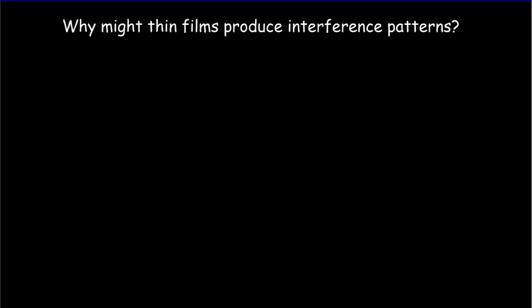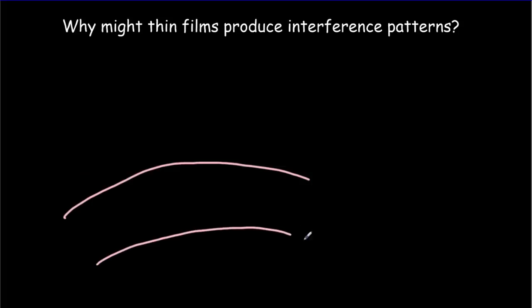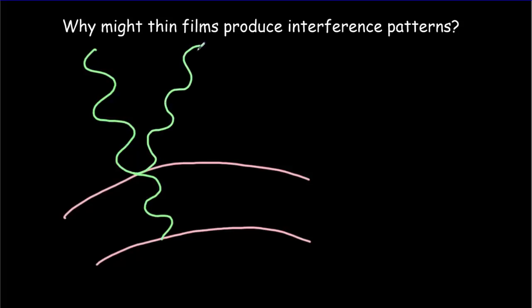So why might these thin films produce interference patterns? Well, let's think about that. Let's say we've got a thin film down here. Maybe it's a soap bubble. And light is going to come into that soap bubble. Some of that light is going to be transmitted through that first surface, and some of it would be reflected by that first surface. And then this portion of the light that was transmitted, it would be partially reflected and partially transmitted into the interior of the soap bubble.